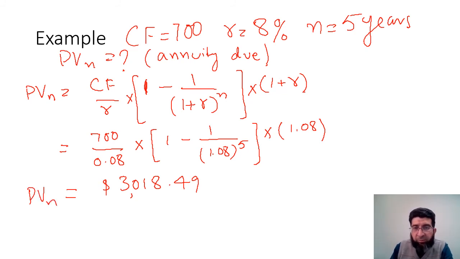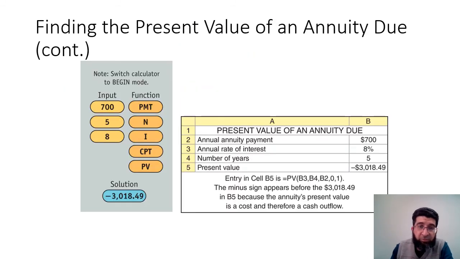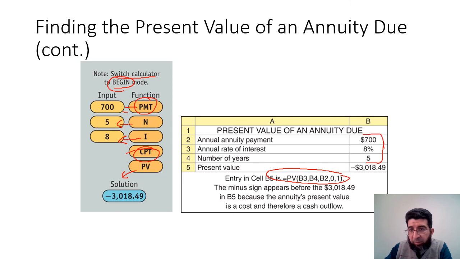We can also calculate it using other tools, for instance a calculator, but for that you have to switch the calculator to beginning mode. After that, the rest of the operation is the same as in the ordinary one. PMT is the annuity, which is 700, N is 5, I is 8, and we compute present value. The solution is minus 3018.49. Similarly, we can do it with the calculator or build the formula and insert the inputs, and we get 3018.49 as the output.